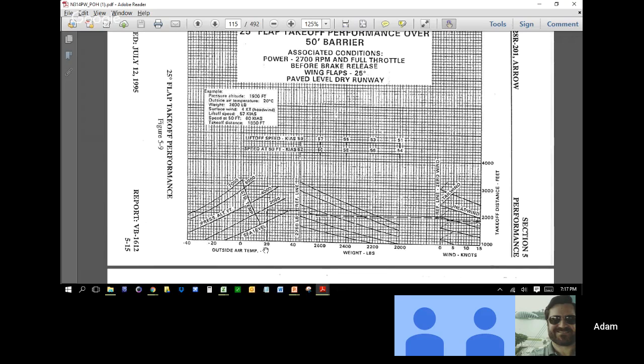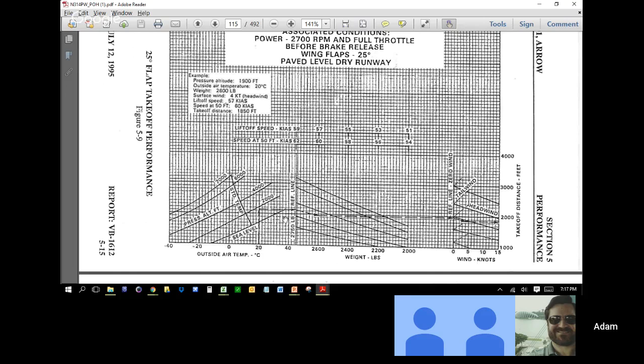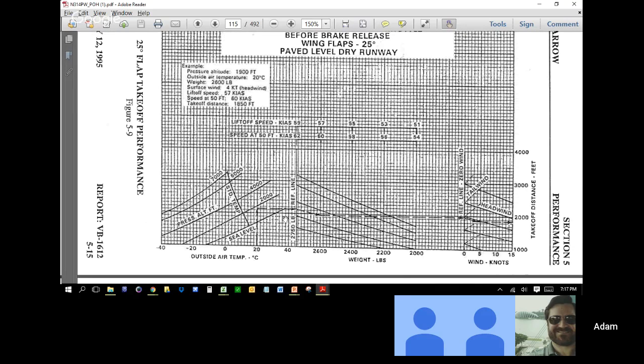This chart is a little involved, but the parameters involved are air temperature, pressure altitude, and you intersect where your air temperature and your pressure altitude are, and you draw a horizontal line, like in the example here, over to your aircraft weight, and you intersect your aircraft weight. And then you draw another horizontal line over to your wind, and you intersect your headwind or your tailwind. And then you come out with a takeoff distance over a 50-foot obstacle.